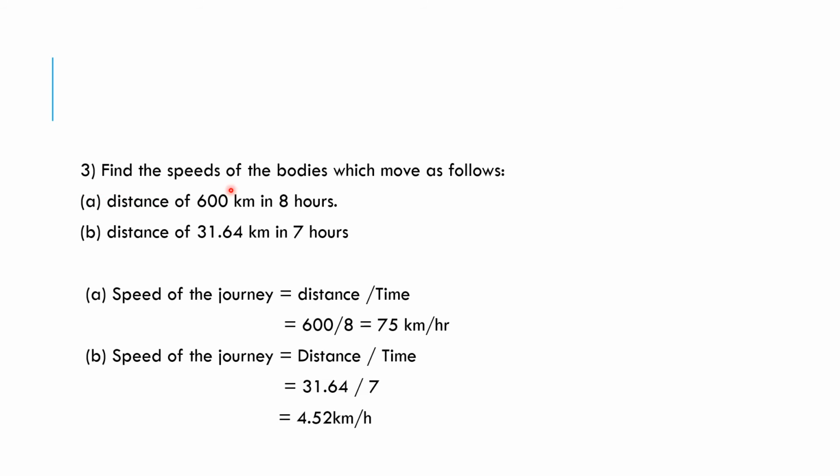Okay, find the speeds of the bodies which move as follows. Distance of 600 kilometers in 8 hours. Distance of 31.64 kilometers in 7 hours. Now speed of the journey is equal to distance over time. So that is equal to 600 over 8, that is 75 kilometers per hour. And in the second case, the speed of the journey is distance over time, that is 31.64 over 7, that is 4.52 kilometers per hour. So this is how we find the speed of the journeys.